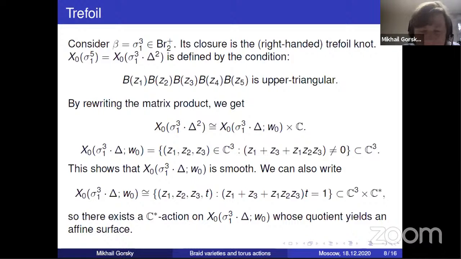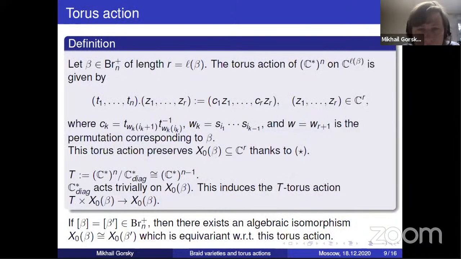But here we are. This equation I can understand. And these are two examples of what happens next, which are rather main properties of this story. So first of all, we always have a torus action. The torus action is defined by the following rule. If you have t1, etc., tn living in (C*)^n, then the action is given by this formula.